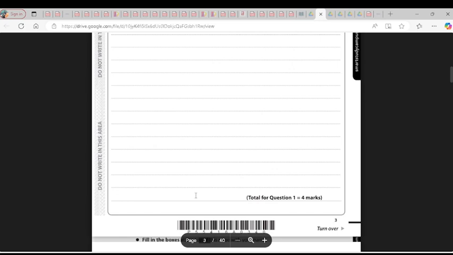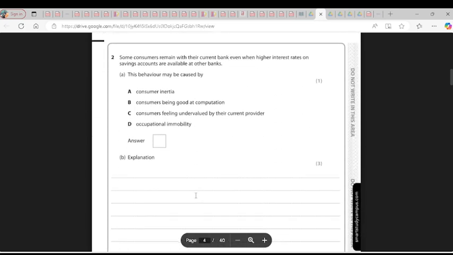For question 2, it says some consumers remain with their current bank even when higher interest rates on savings accounts are available at other banks. What is interest rate? Let me explain it. Interest rate is the price, the benefit of savings and the cost of borrowing.